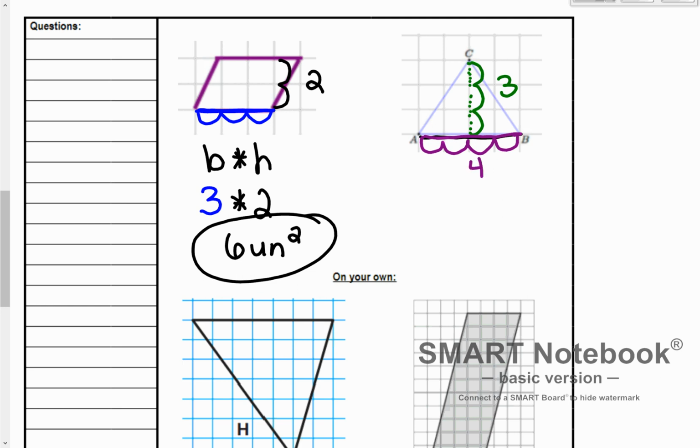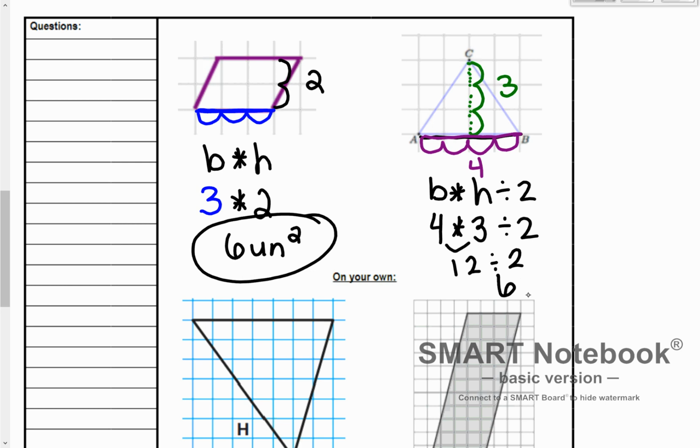Okay, my formula for a triangle, again, it could be 1/2 times base times height, or I've noticed in class a lot of you like this one the best, so we're just going to keep going with this one. Base times height divided by 2. Base is 4, height is 3, then divided by 2. 4 times 3 is 12, divided by 2, 6, and then units squared.